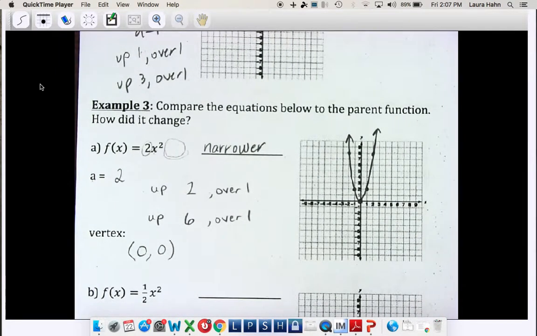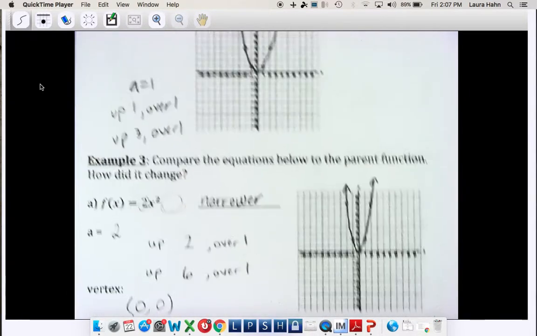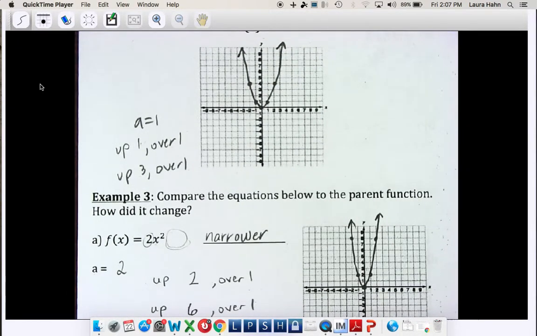And there we are. We said it should be more narrow, and if you compare it, look at this one, it's skinnier. So remember, the bigger your number is out front, the skinnier your parabola is going to be.